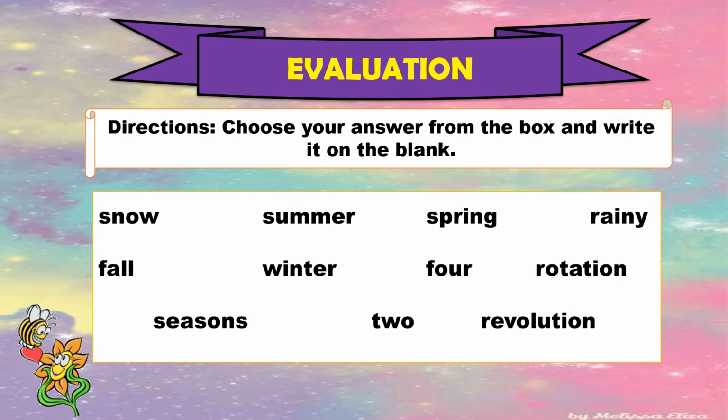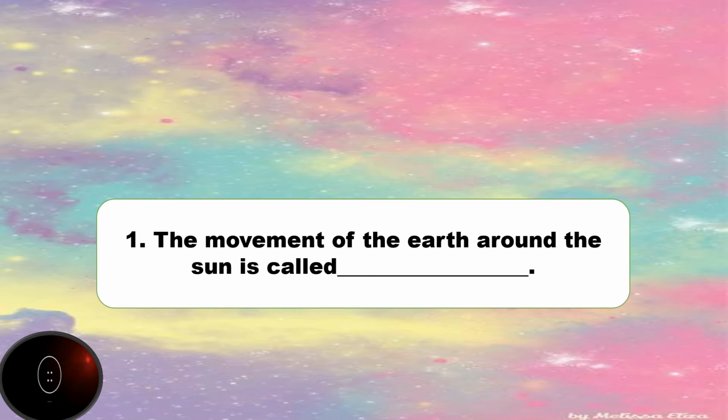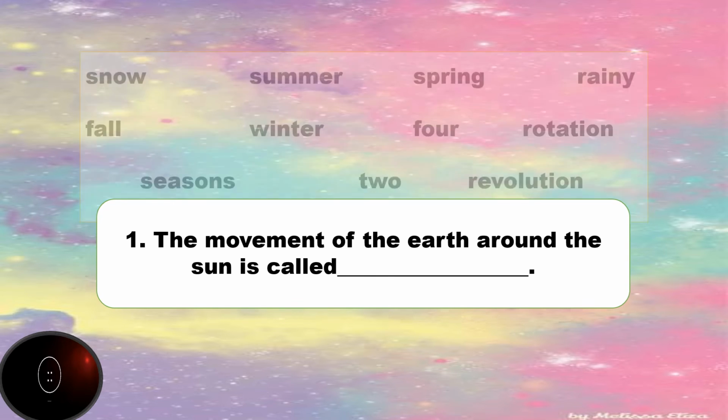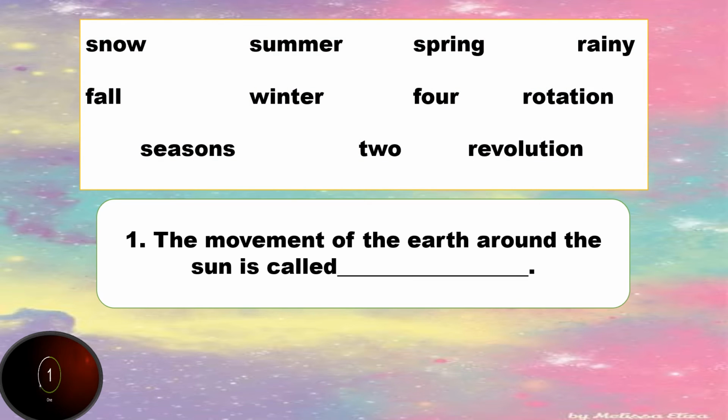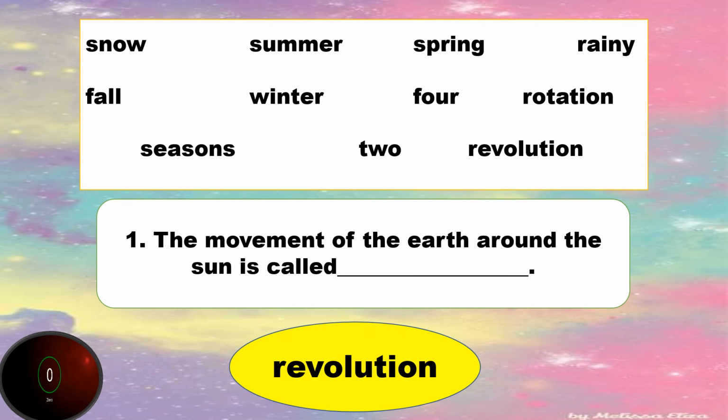You are going to prepare your pen and paper. These are the words that you are going to select in the box. The following are snow, summer, spring, rainy, fall, winter, 4, rotation, seasons, 2, and revolution. Number 1. The movement of the Earth around the sun is called blank. Again, the movement of the Earth around the sun is called blank. You are given 3 seconds to answer. Time's up. If your answer is revolution, you are correct.